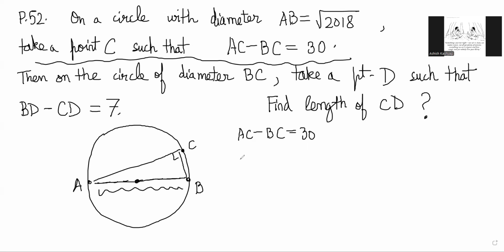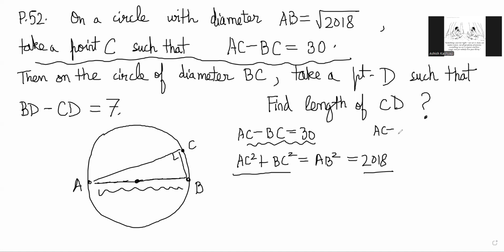We are getting AB square plus BC square. No, we are getting AC square plus BC square is equal to AB square, which is equal to 2018. So basically we have AC square plus BC square is 2018 and we have AC minus BC is 30. So if I do AC minus BC whole square, that is 900.